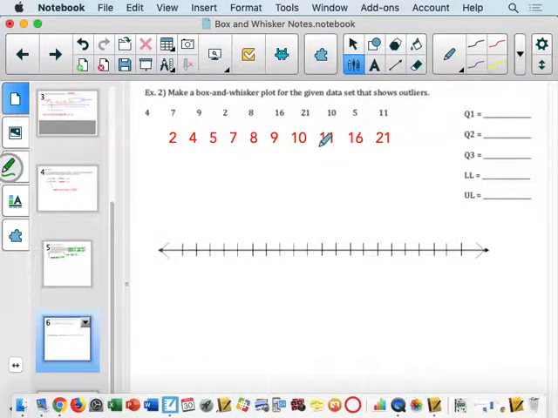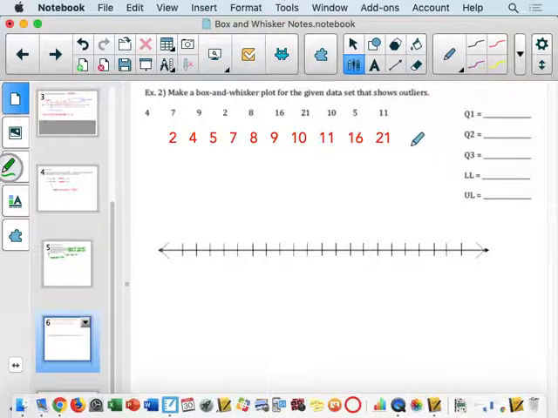Does everyone agree with my box and whisker plot list? 2, 4, 5, 7, 8, 9, 10, 11, 16, and 21. So when I'm looking at this, I'm thinking, these numbers are pretty close together. Maybe 21 is a lot bigger than the rest of the data set. 2 isn't very far away from this, so I might have an outlier, I might not. That's the kind of thing you're thinking about as you're going through here.